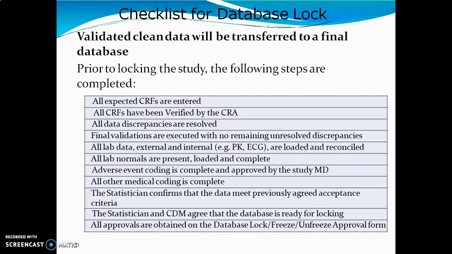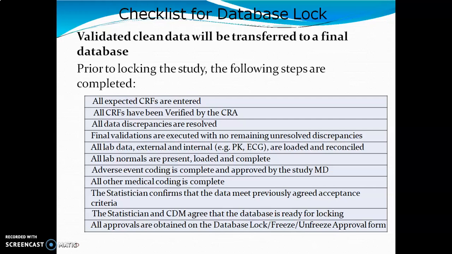All other medical coding is complete. Even the statistician also confirms that the data meets the previously agreed acceptance criteria. Even the statistician and the clinical data management team agree that the database is ready for locking. All approvals are obtained on the database lock, freeze, unfreeze approval form.